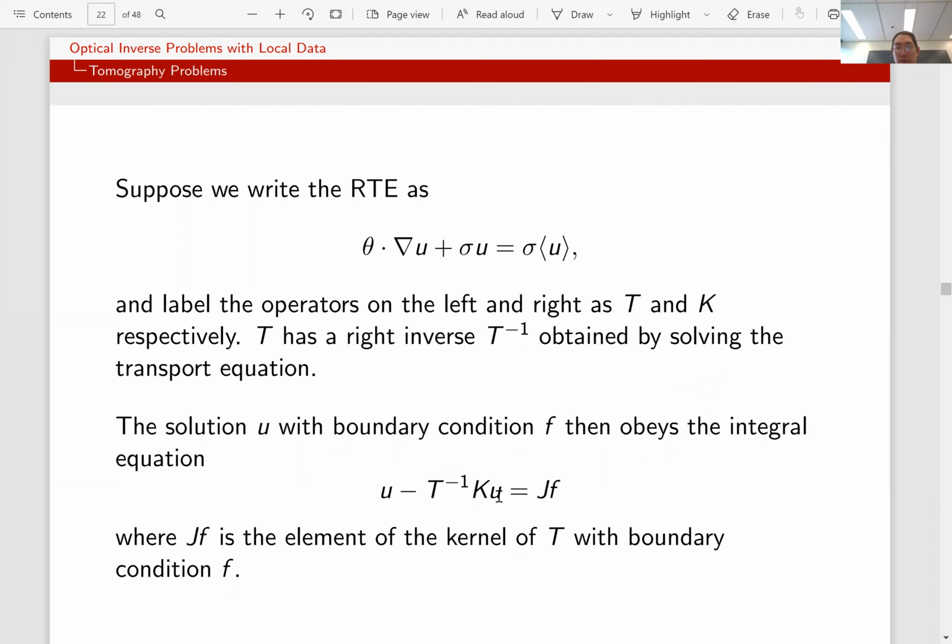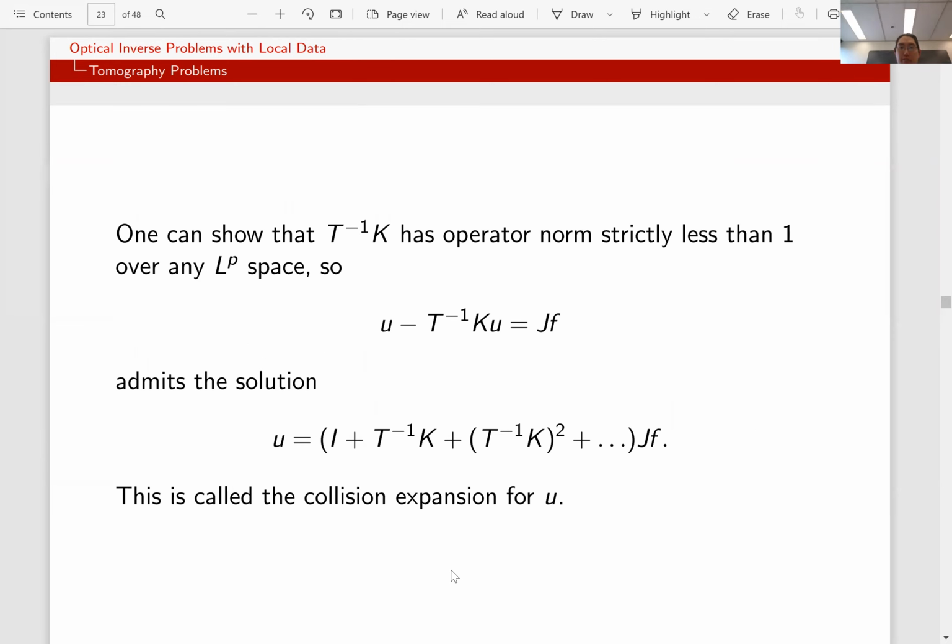So if I apply T inverse to both sides of the equation, what I find is that I have U minus T inverse of KU is equal to something in the kernel of T, which is to say something that satisfies the transport equation theta dot grad U plus sigma U equals 0. And I can pick the boundary condition of that thing in the kernel to give me the right boundary condition. So by taking the inverse of the transport equation and applying it to both sides, I get U minus T inverse KU equals this thing that solves the transport equation with the right boundary conditions.